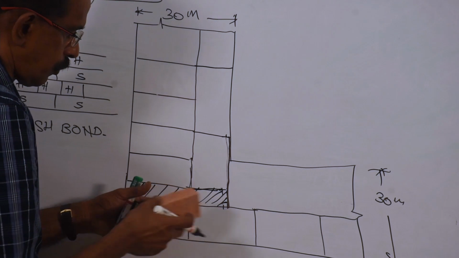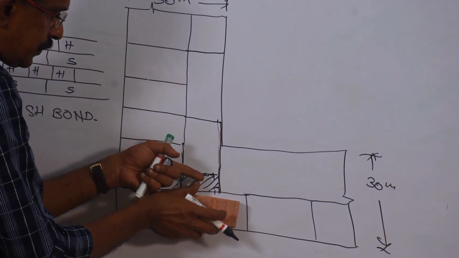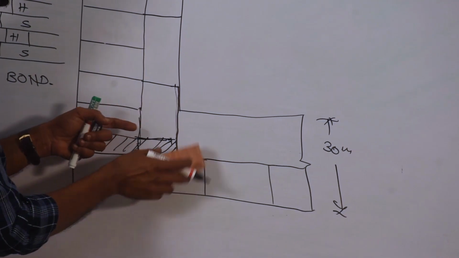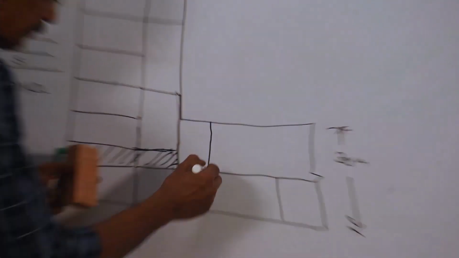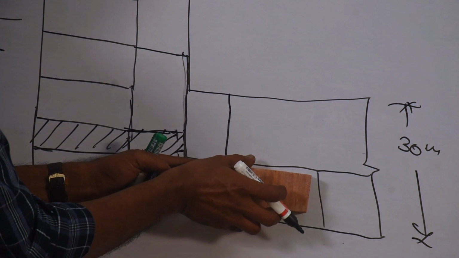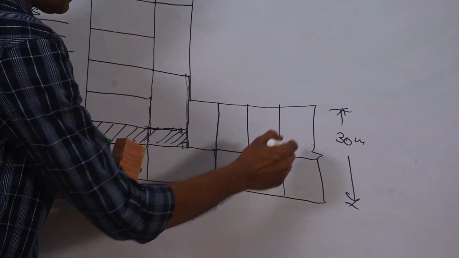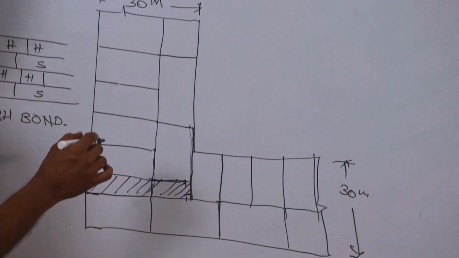Now this side, you see, already one brick is like this. Half of it is covered by half Q enclosure. So how to make it 30 here? Keep one brick like this. Now here already one brick is like this. So how to make it 30? Keep two bricks like this. So that will continue. So that's all.